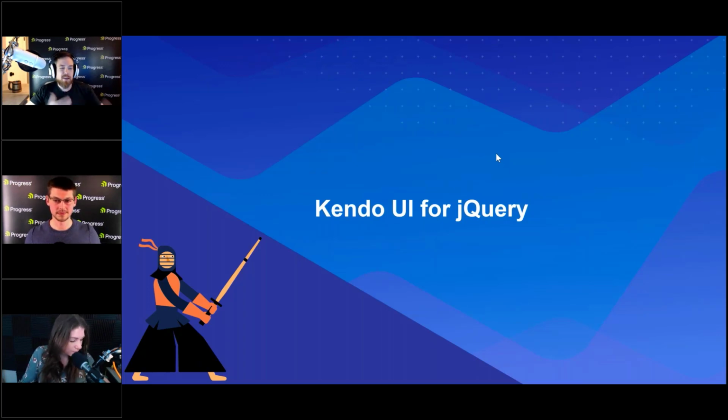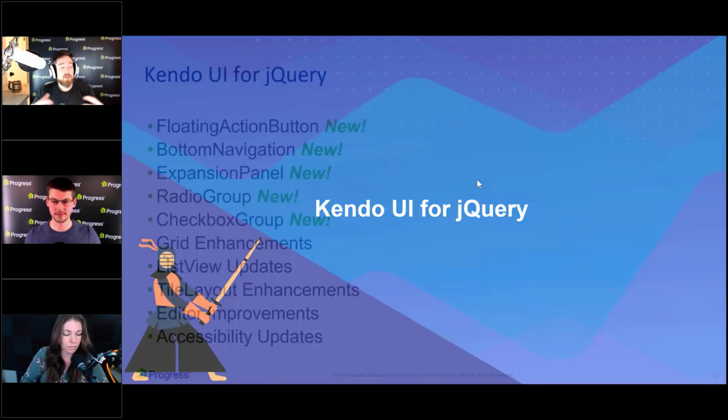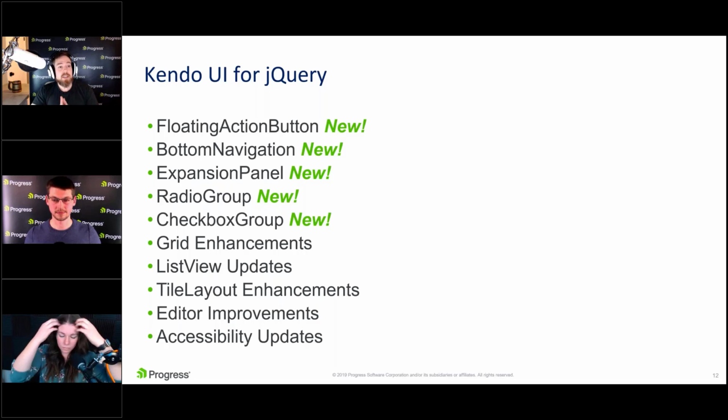I'm going to spend the next 20 minutes or so talking about what's new in Kendo UI for jQuery. Just as a quick little agenda here, we had a ton of new components. Some of the ones that you've seen in Angular and React, if you've already spent the time with us today looking into those. So we had the floating action button, the bottom navigation, the expansion panel, and two new components we also had are the radio group and the checkbox group. These build upon our previous efforts of creating the checkbox component as well as a radio component.